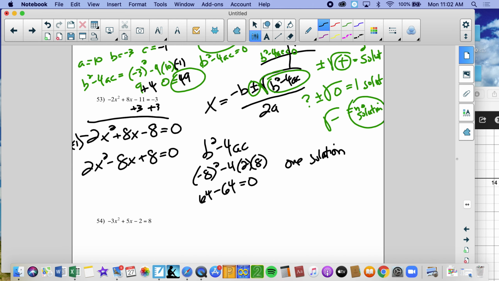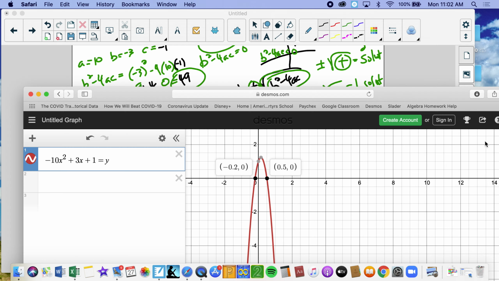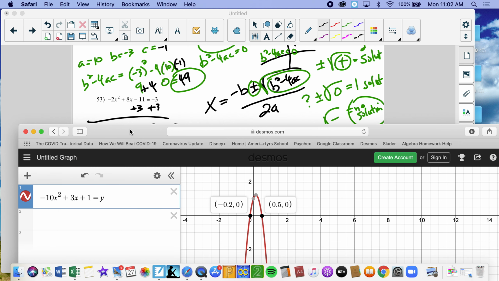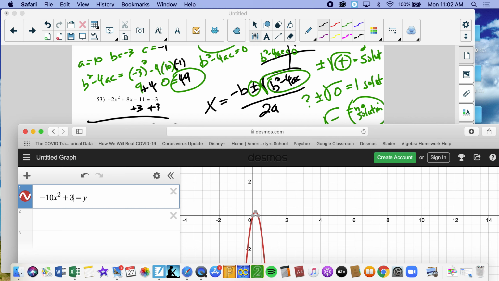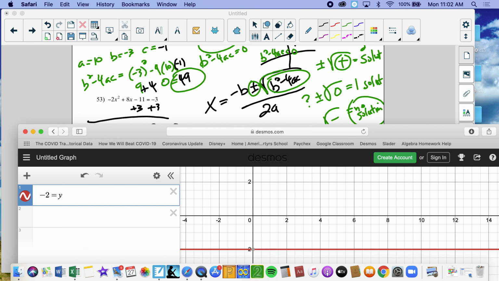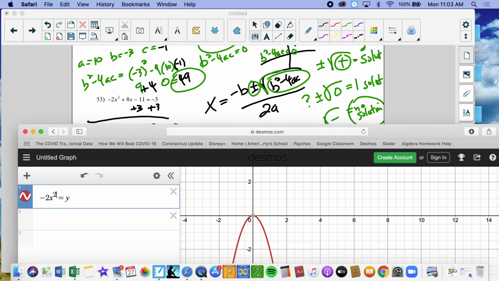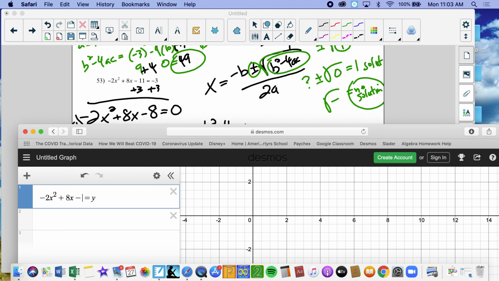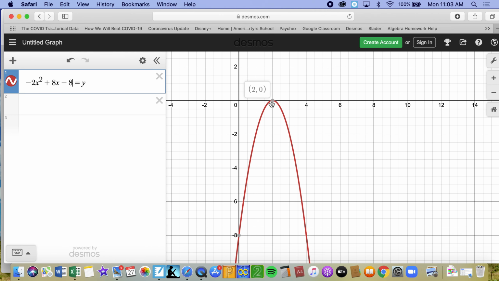So I know that I only have one solution. Shall we check? Yeah, let's check it. Let's be consistent. So we know, since there's one solution, that it's going to dot right on the x-intercept. So let's take this equation: -2x² plus 8x minus 8 equals y. And if we look at it, we see that it only has one intercept, dots right on it. We knew it was upside down because a was negative, so yes.